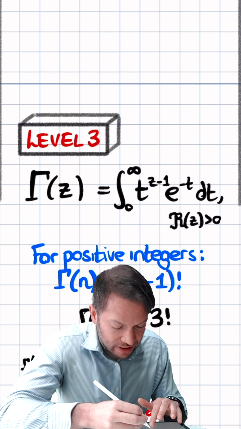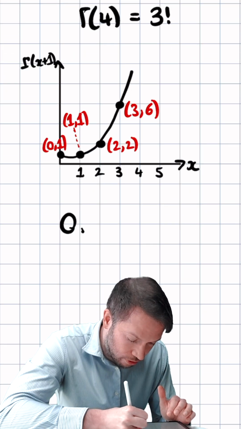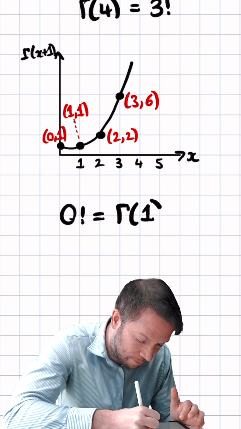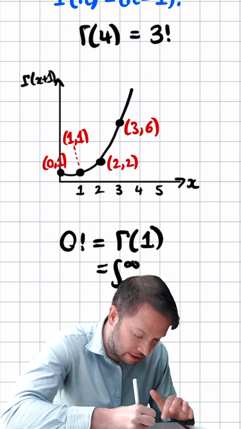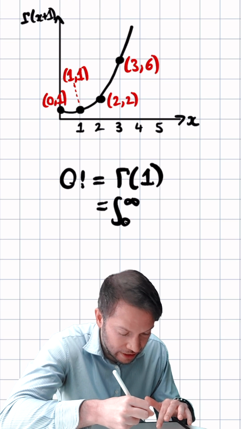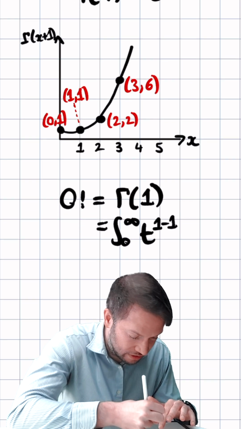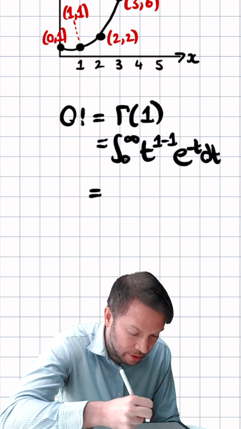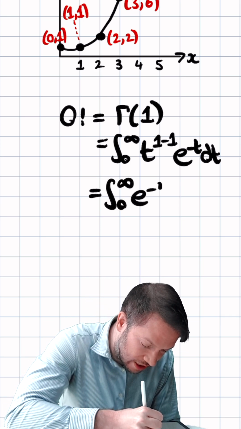Now, if we use this particular function here, gamma of z, well, we want to try and find 0 factorial. So as we said, it's offset from the gamma function by 1. So we're going to find gamma of 1. And if we use this formula up here, we're going to do the integral between 0 and infinity of t to the power of z minus 1. Well, z here is 1. So t to the power of 1 minus 1, e to the minus t dt. So if we simplify that, 1 minus 1 is 0. So we get t to the power of 0. Anything to the power of 0 is 1. So we're just left with e to the minus t dt.